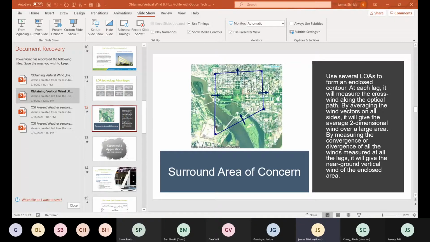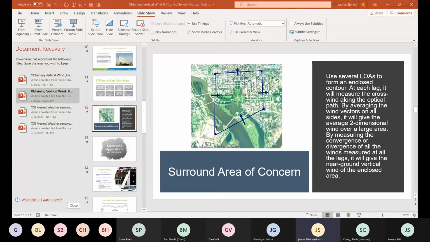It measures bidirectional wind, so we're measuring the crosswinds across that optical beam. If you set up 2 LOAs in an X pattern, it'll give you both the x-axis and the y-axis, so you can measure the magnitude and the direction of the wind vectors. Think of it almost like a giant anemometer, where we're measuring the wind going across this plane, and if there's a significant change, we can pick that up.